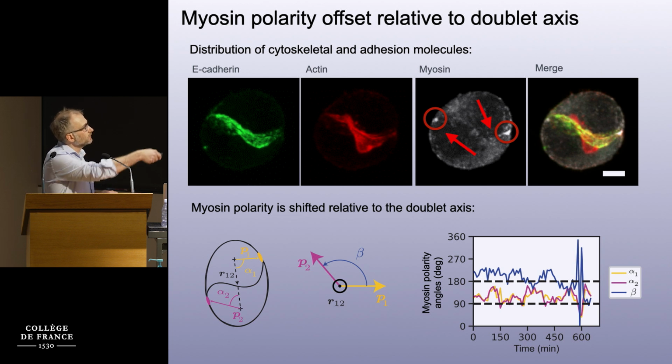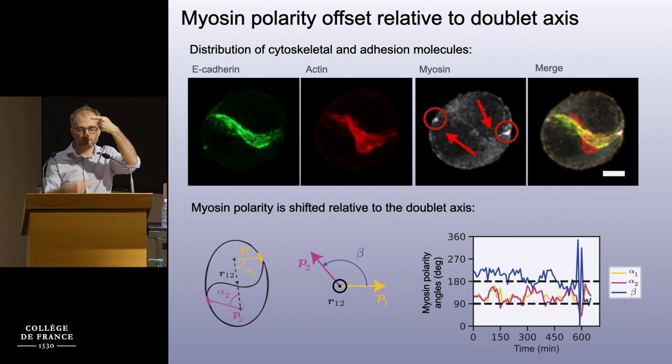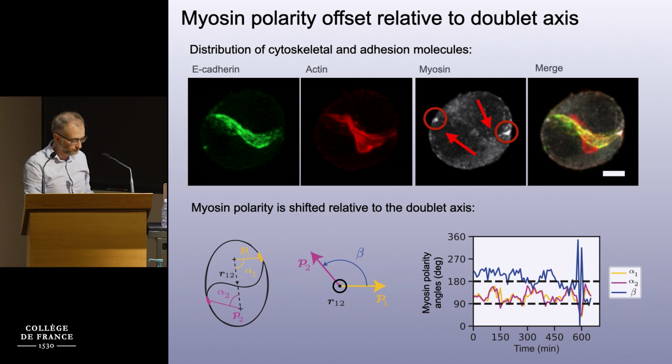And there is a second angle: if I look at the doublet from the top here, I look at this angle beta between the two polarity axes. We found roughly 180 degrees, so that means that the polarity axes are like this. They are opposite to each other, and 90 degrees from the cell-cell axis.